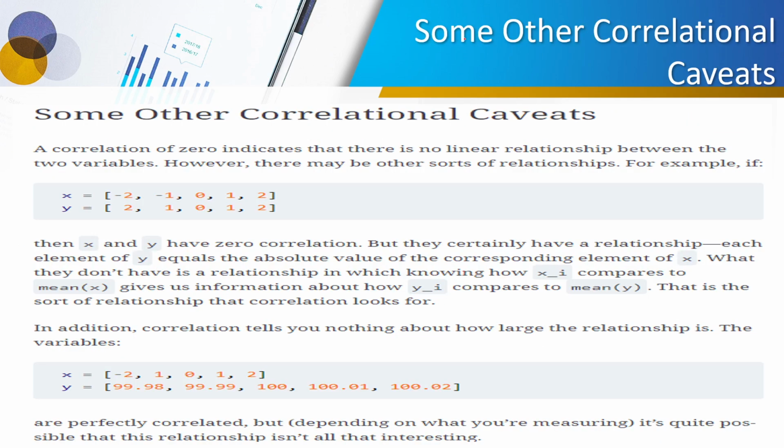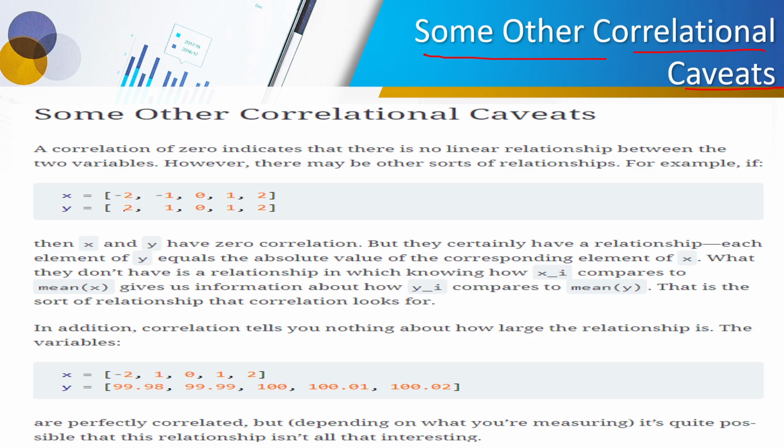Now we are going for some other correlational caveats, some other cases of correlation. So see here, they have represented two values. What are these two values? X is -2, -1, 0, 1, 2. And Y is 2, 1, 0, 1, 2. Now can you tell me, is there any relation between X and Y? Do we have a relation between X and Y in this case? The answer is no. Why don't we have any relation here?